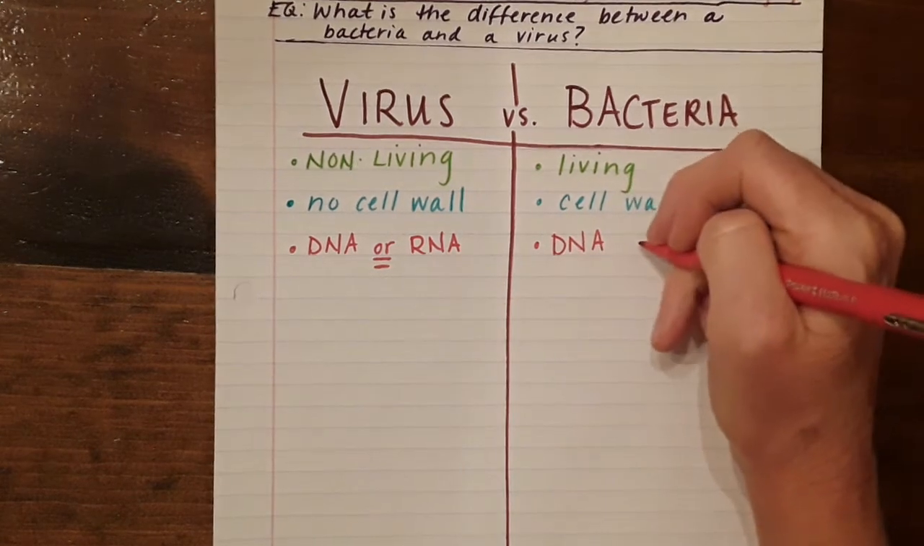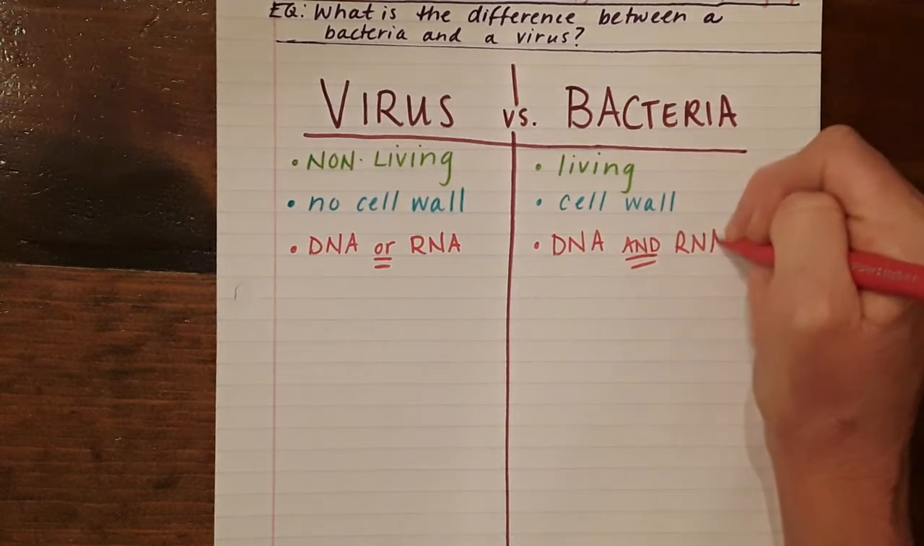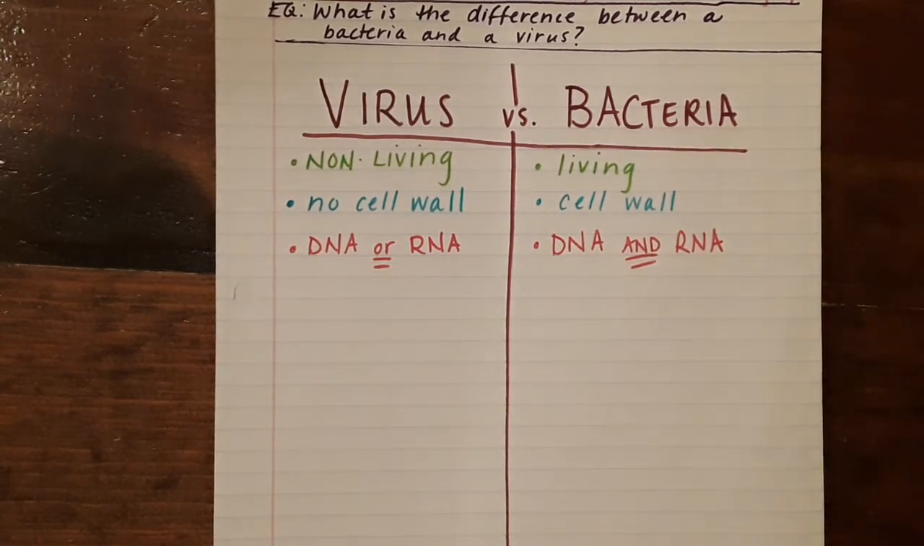Bacteria, because they're cells, have both DNA and RNA. So they have both DNA and RNA. They have genetic information, and then they have RNA, messenger RNA, to make proteins.